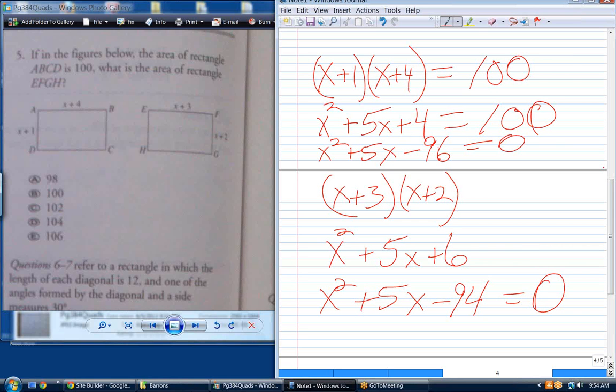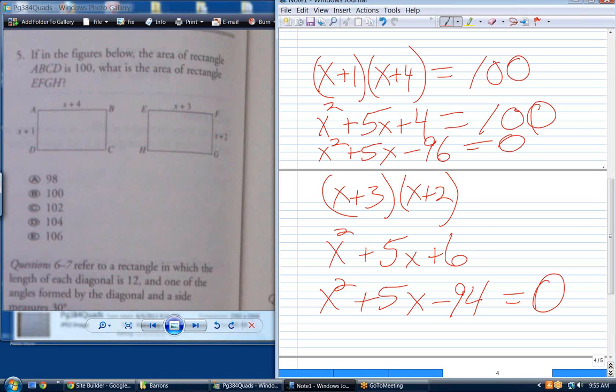Are there factors of 16 that subtract to 5? I'm trying to think of what they would be. 96 divided by 16 is 6. Yeah, I don't think that solves nicely. I don't think that solves at all. In fact, you'd have to use the quadratic formula to solve that. Probably the bottom one also.